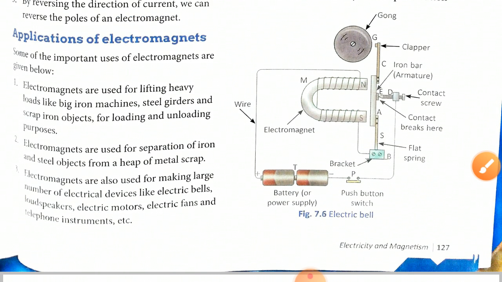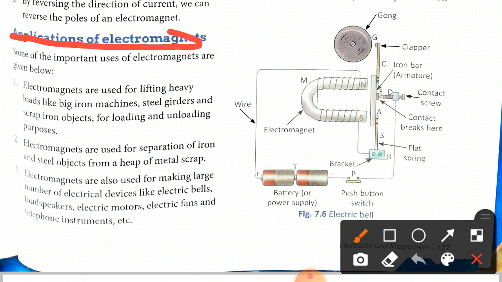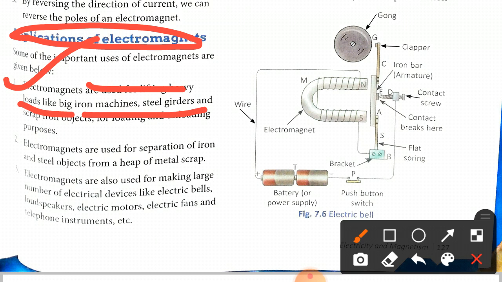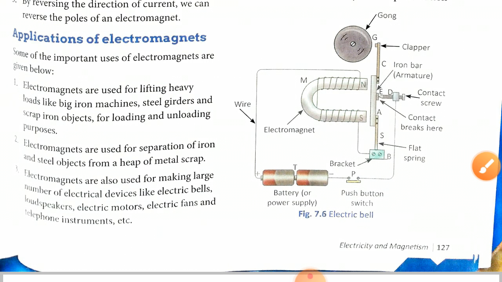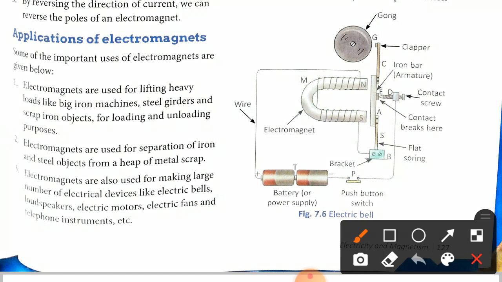Fine. Now we will talk about the applications of electromagnets. Some of the important uses are as follows. Electromagnets are used for lifting heavy loads like big iron machines, steel girders and scrap iron objects for loading and unloading purposes. The second one, electromagnets are used for separation of iron and steel objects from a heap of metal scrap. Means if multiple metals are present there, you can easily isolate iron from that scrap.